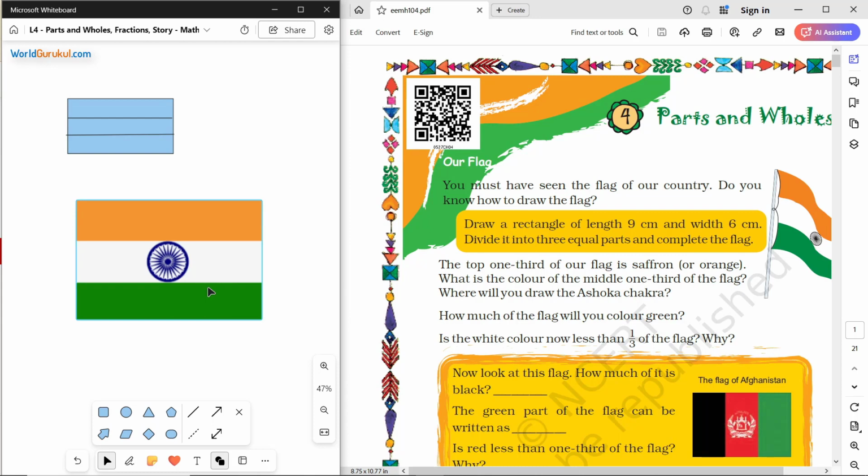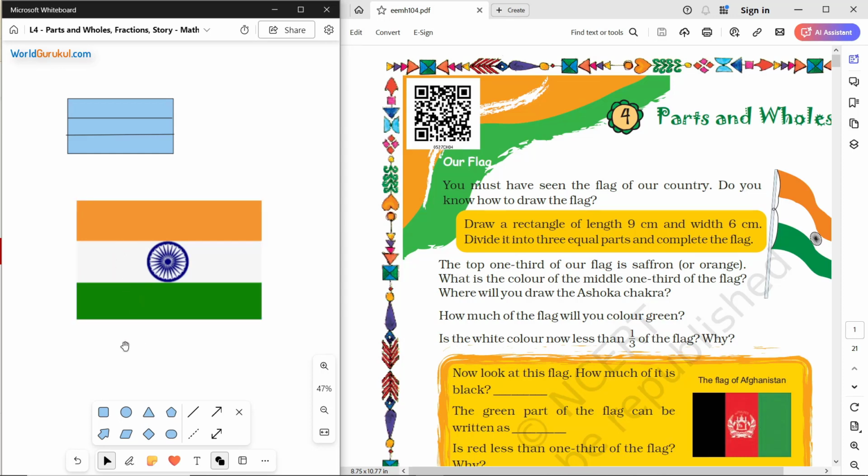The flag is divided into 3 parts. This is 1, 2, 3. So each part is 1 by 3. When you divide a thing into 2 parts, each part is 1/2 of the whole, right? So that way we call it 1 by 2. Each part is 1 by 2. Here, the flag is made up of 3 parts. Each part is 1 by 3.